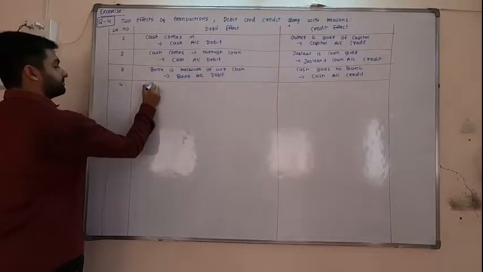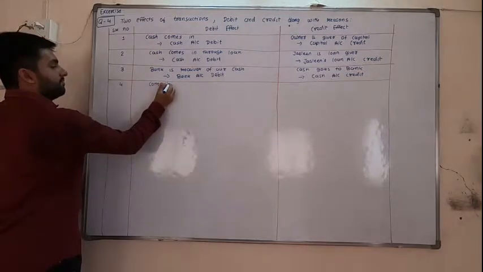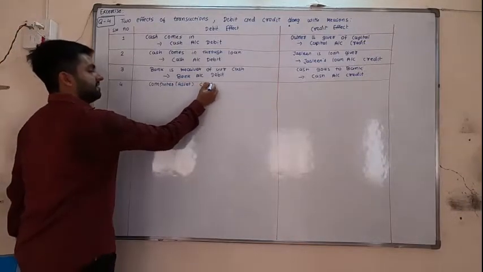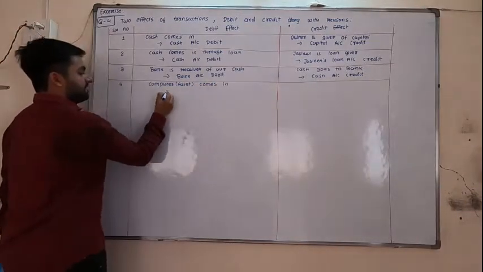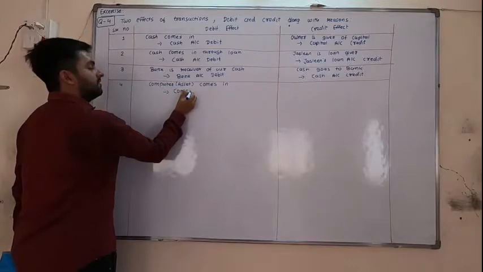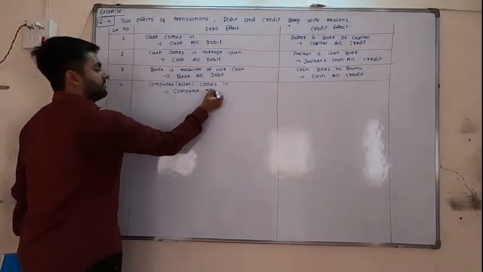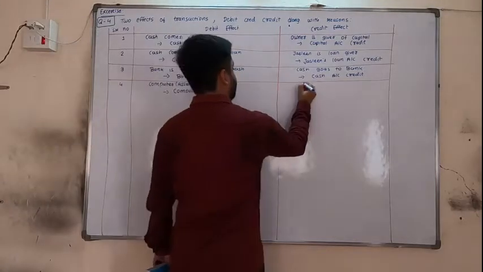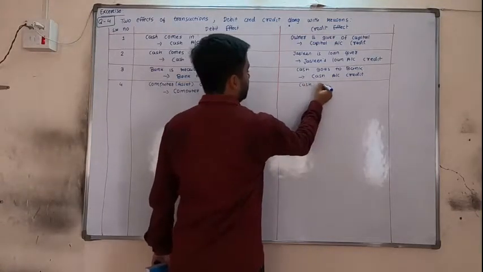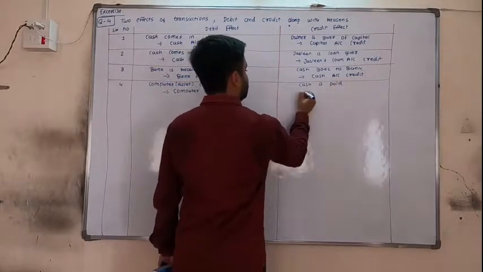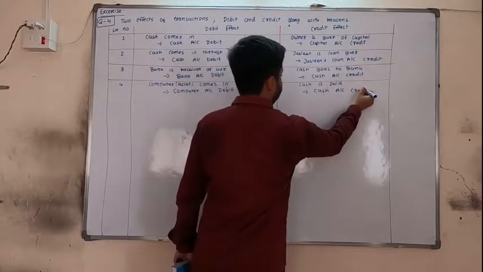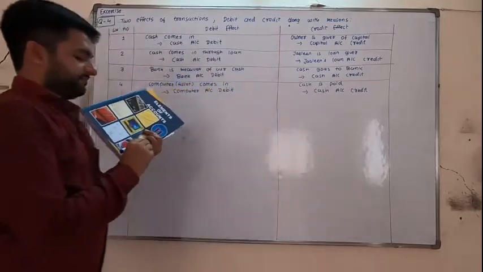Number 4. Computer, in bracket I will write asset comes in. Computer account debit. Cash is paid. Cash account credit.